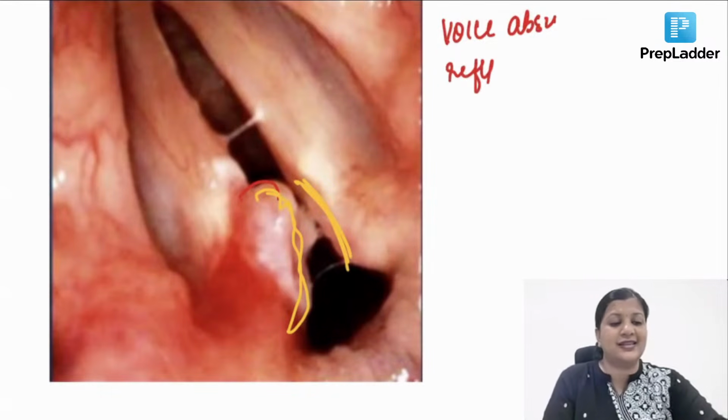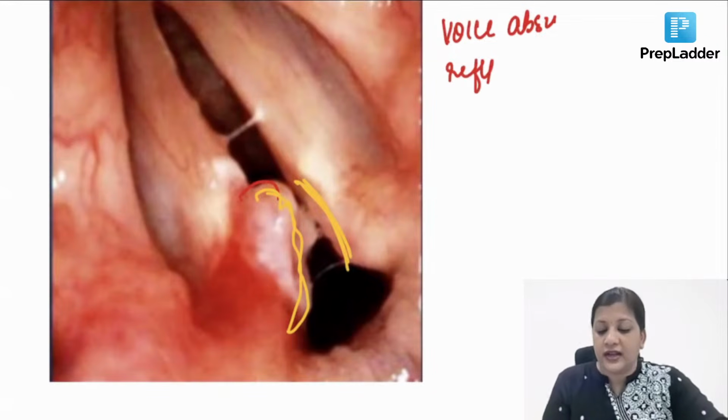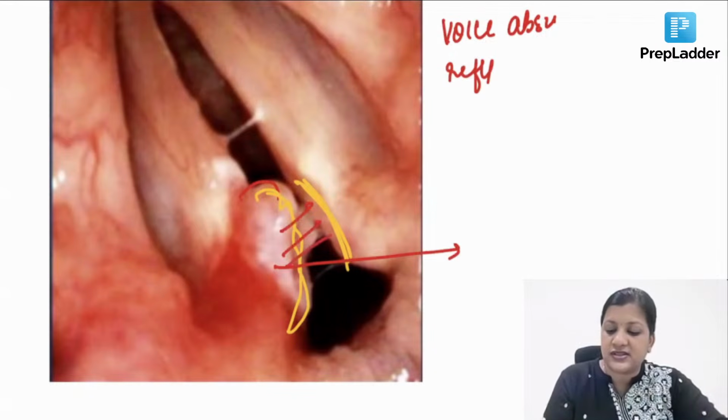What do you call this? See, it's not a polyp. For sure, it's not a polyp. Kissing ulcer is right. You're getting hypertrophic epithelium, and this is pushing on the other side to cause this depression.